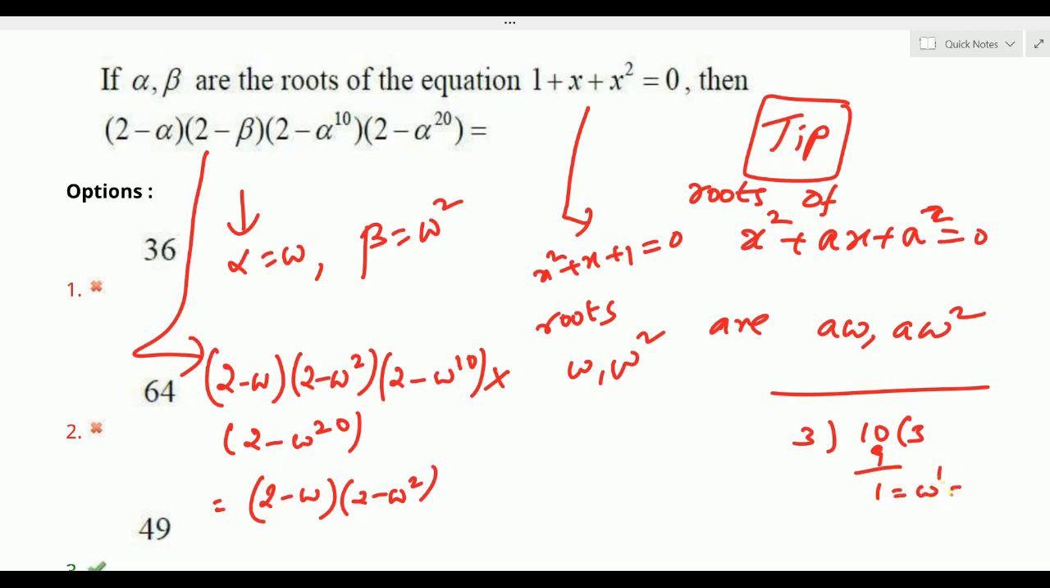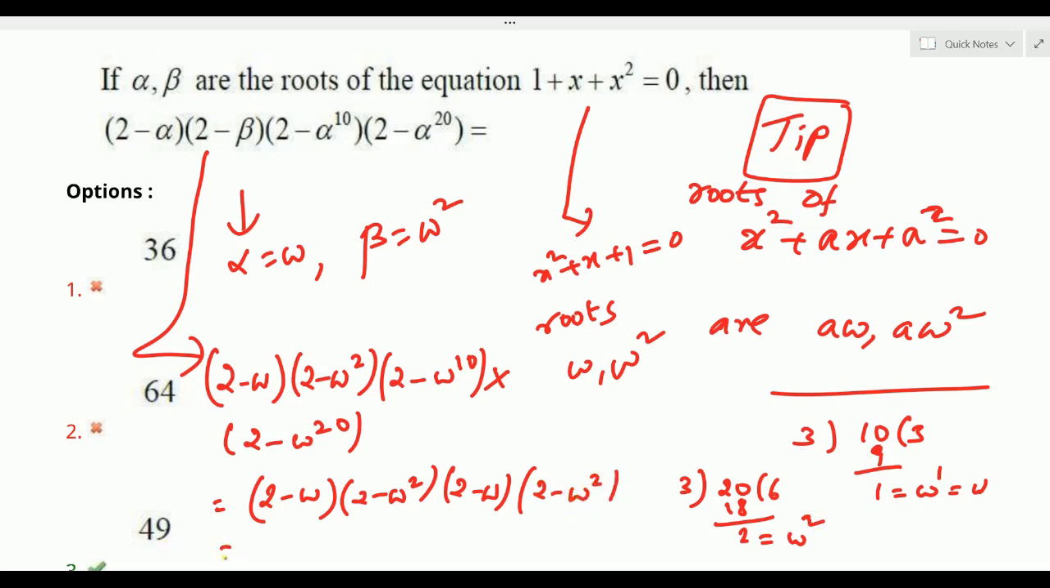Omega power 1 means omega; whatever the remainder is, put that as the power of omega. Therefore, in the next term, 2 minus omega power 10, we can write 2 minus omega. Same way, omega power 20: 20 is divisible by 3, 3 sixes are 18, 2 is left over. The resultant is omega square, so we put omega square. And the next term is 2 minus omega square.